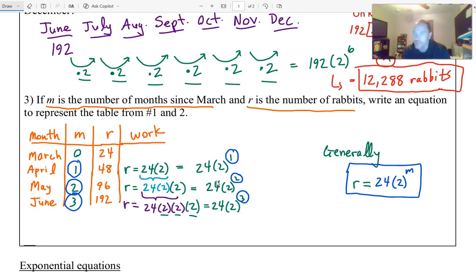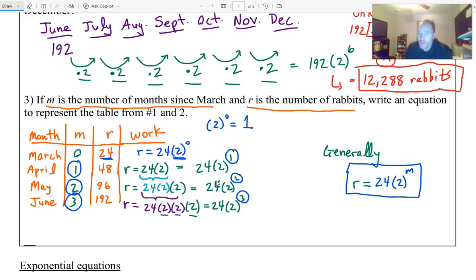Even March itself, if you use an exponent of 0, you could say this is 24 times 2 to the power of 0. Check it out on the calculator if you want to. Some of you might remember that when you have something to the power of 0, it's not 0. The value is not 0. A lot of people think it is. It's 1. So this is 24 times 1, which is 24. And that's how many rabbits we got there.